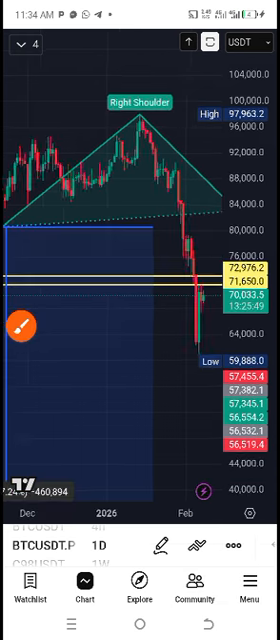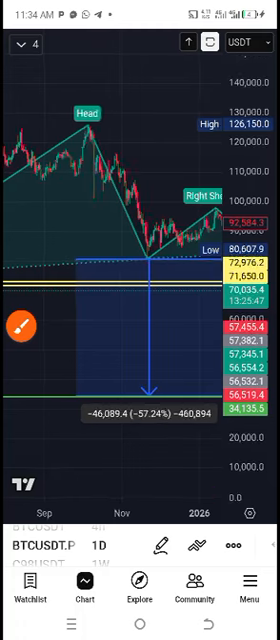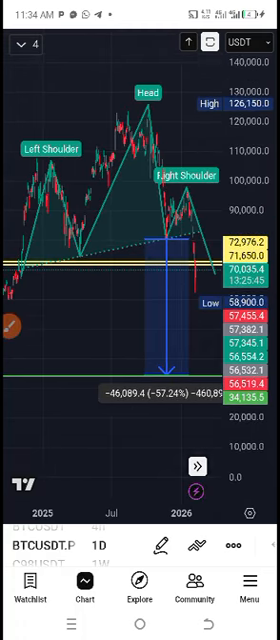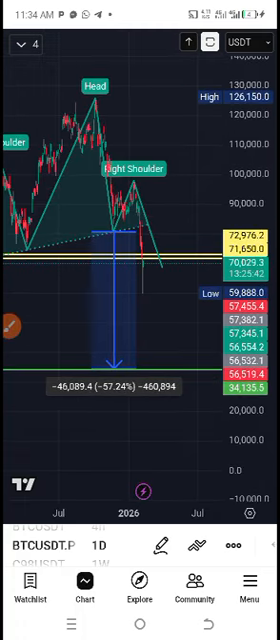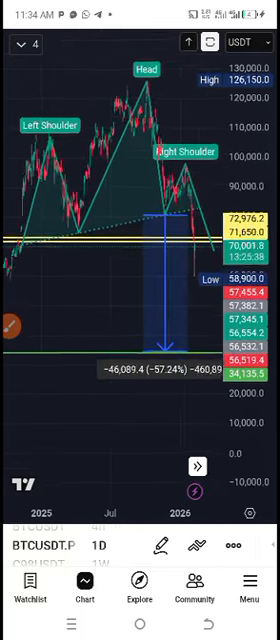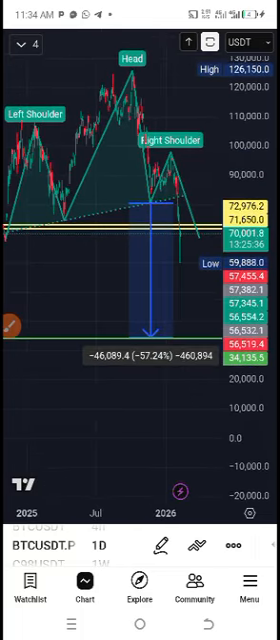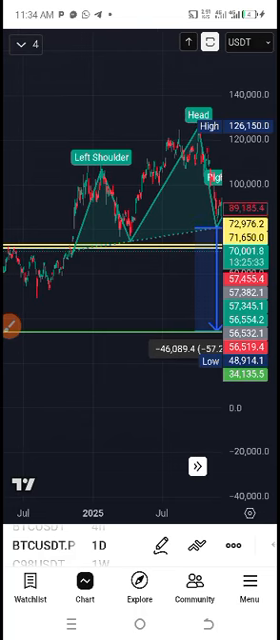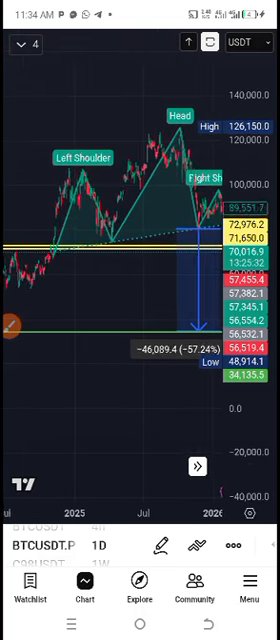With that being said, I think that is as much as we have on Bitcoin. That is as much as we can look at on the Bitcoin charts.